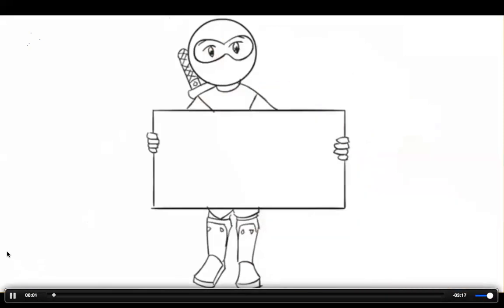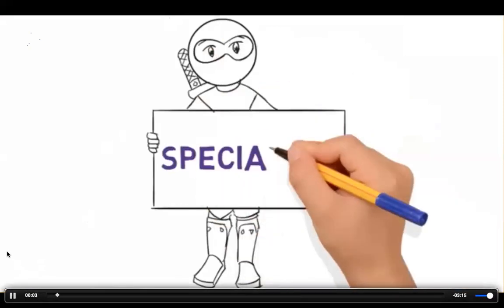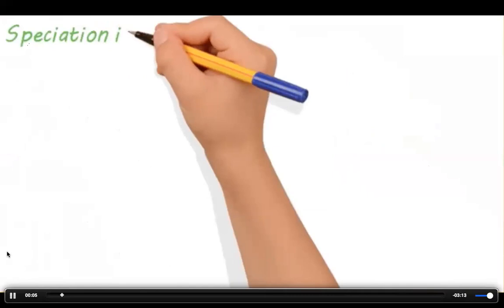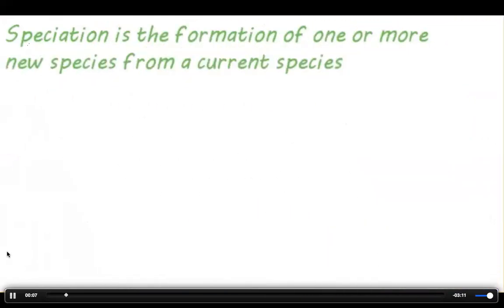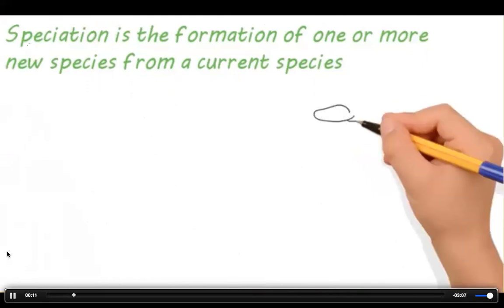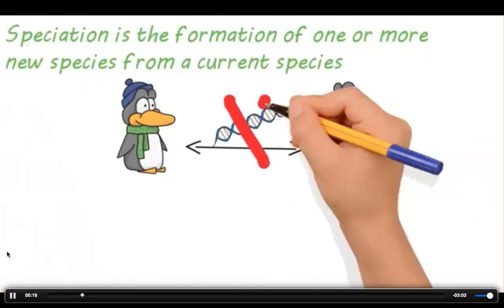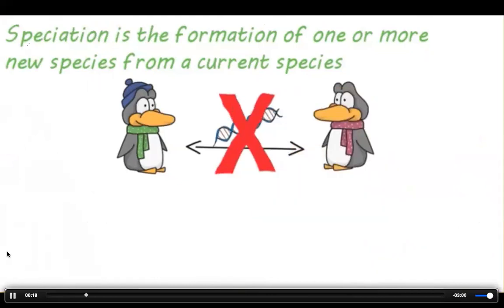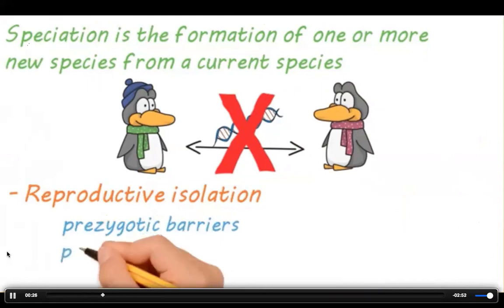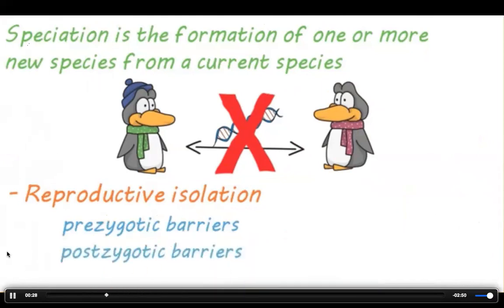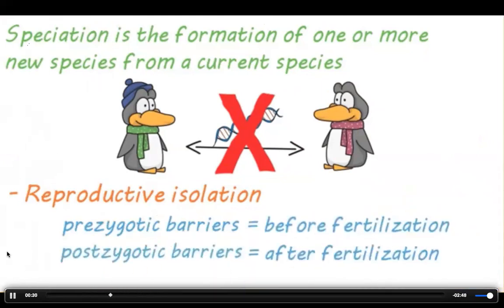Thanks for stopping by. Today we are talking about speciation. Speciation is the formation of one or more new unique species from a current species. In order for one species to split into two or more, a faction within the species must not share its genetic information with the rest of the species. This is called reproductive isolation, and there are two main categories of contributors to this isolation: prezygotic barriers and postzygotic barriers, so named for whether they occur before or after fertilization.